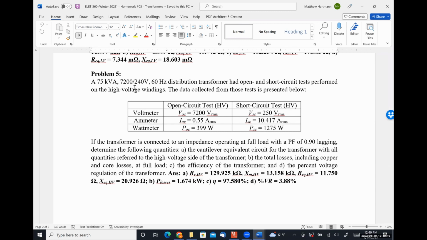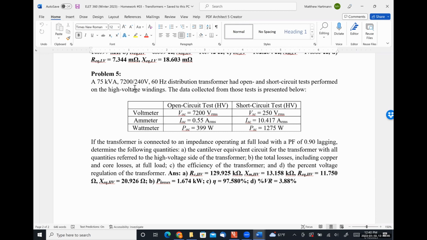So I'm going to ask you to give me an equivalent circuit referred to the low voltage side. And then I'm going to ask you to calculate the efficiency and the voltage regulation based on the data in the table. So exactly like the last couple of example problems that we worked, and pretty much exactly like problem 5 here.